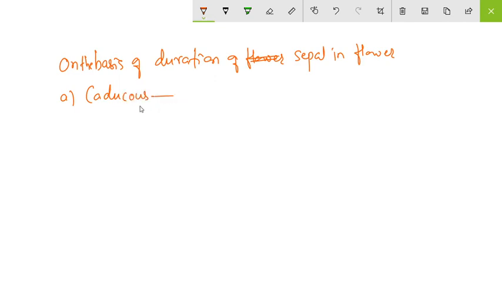Caducous. The caducous means what? When the sepals fall off as soon as the flower opens.